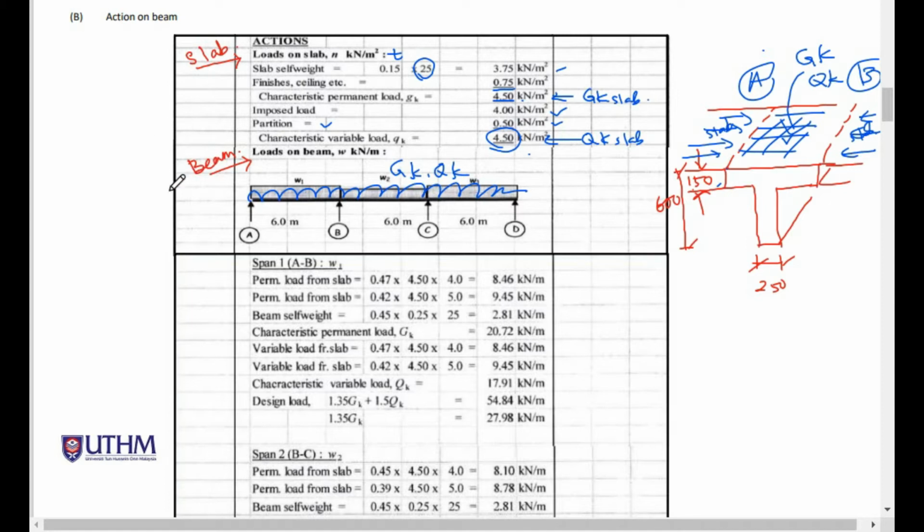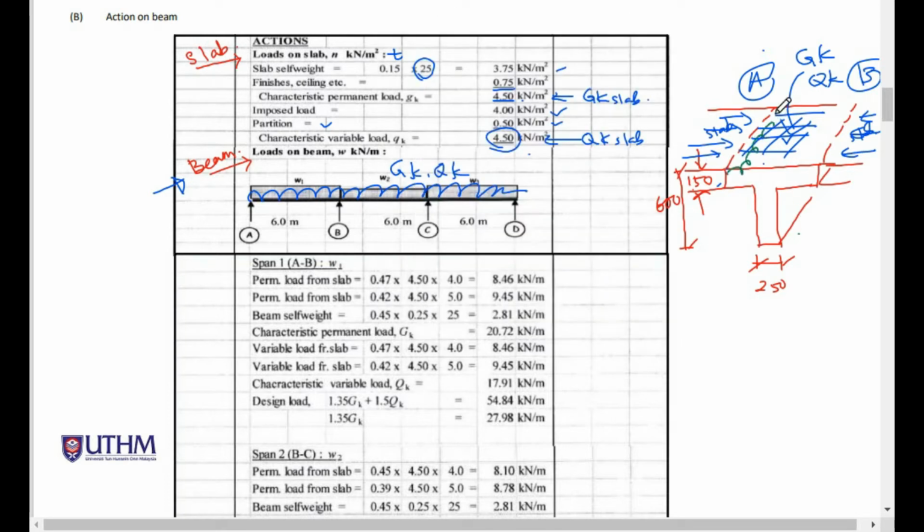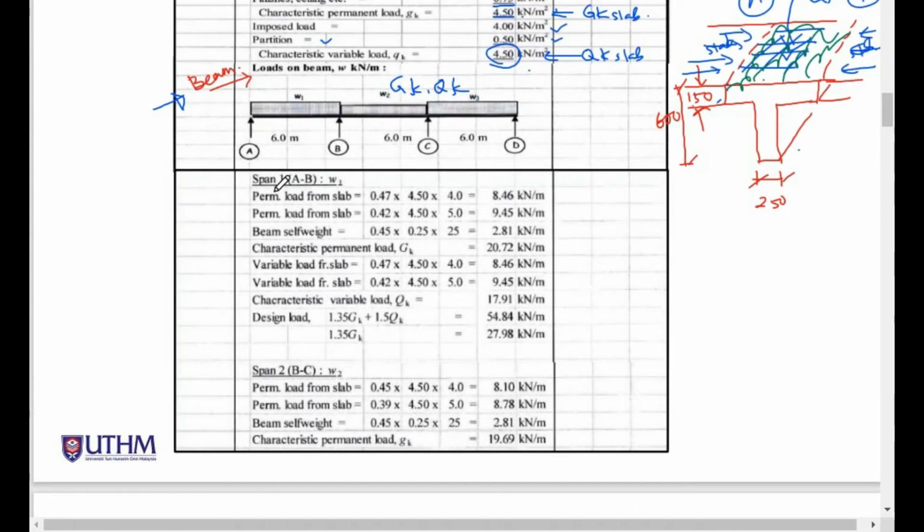And then next is determine loading on beam. Loading acting on beam. So first is span number 1, span AB. This is AB, this is span number 1. Load transfer from slab is divided into 2 parts here. So this is the GK and also here is the QK.